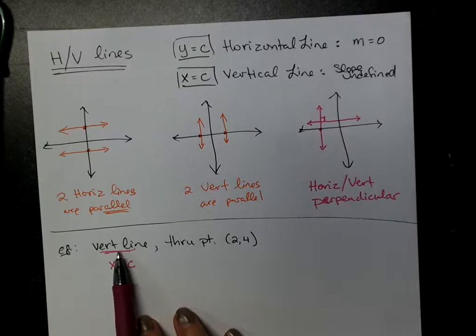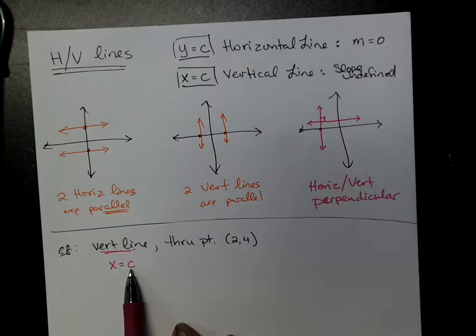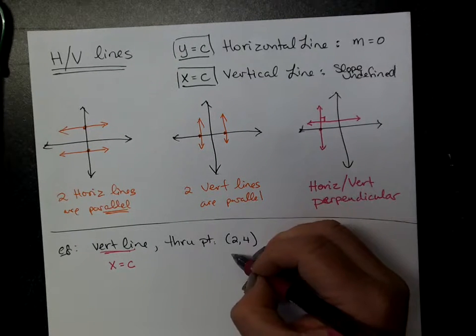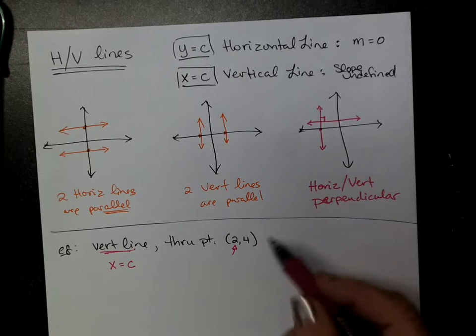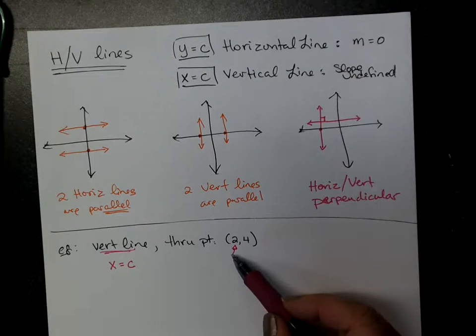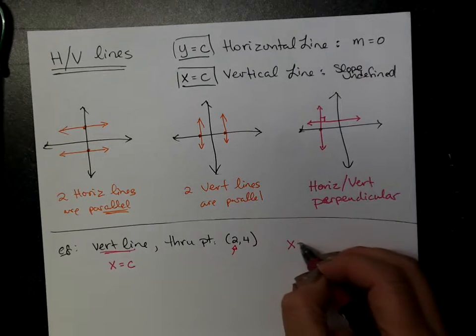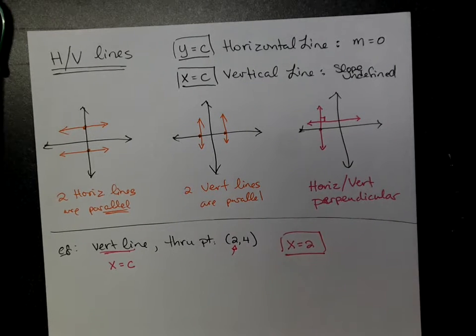So take your clue. First, you have to figure out, am I writing the equation of a vertical or horizontal line? When you know which, write x equals c or y equals c. And then, what's the only coordinate that matters for a vertical line? The x. It's going to pass through infinite points, but it doesn't matter what y is. x will always be 2. So this is the line x equals 2.